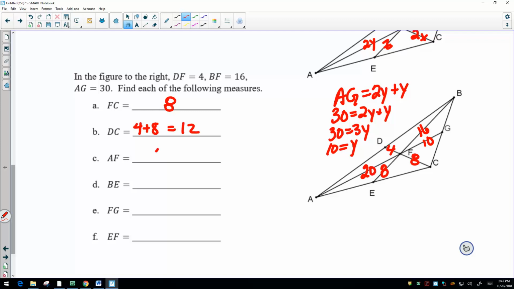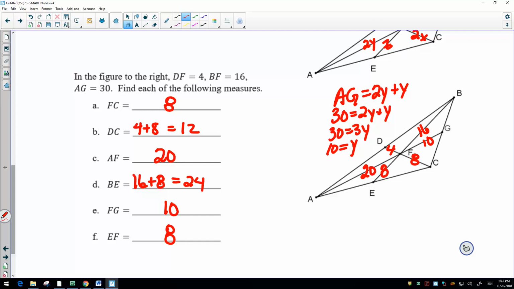AF we found to be 20. BE, so again, adding up our 16 plus 8, that's going to get us a total of 24. FG we saw was 10. And lastly, EF we saw was 8.